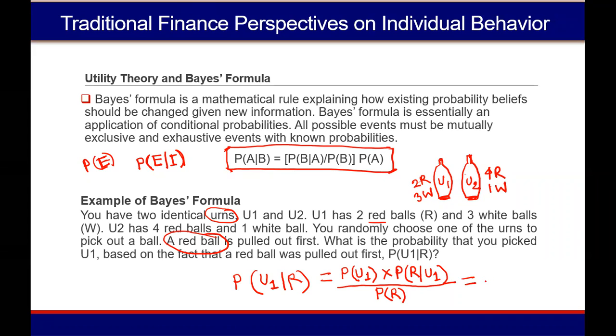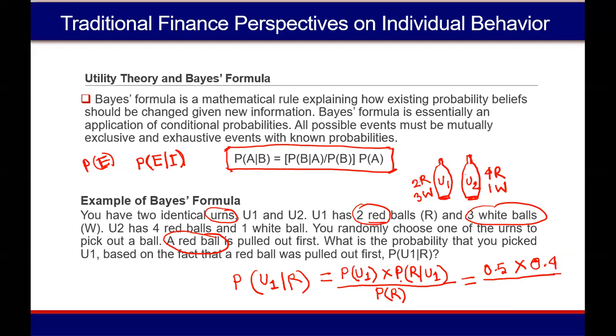So let's try to look at the numbers. Out of the two urns, what is the probability that urn 1 has been selected? So 50%. Then if urn 1 is selected, what is the probability of getting the red ball? In urn 1, how many balls are there? Two red balls, three white balls. So there are 5 balls, and the probability of selecting a red ball out of 5 is this. Yes, sir. So can we write 0.4 here?